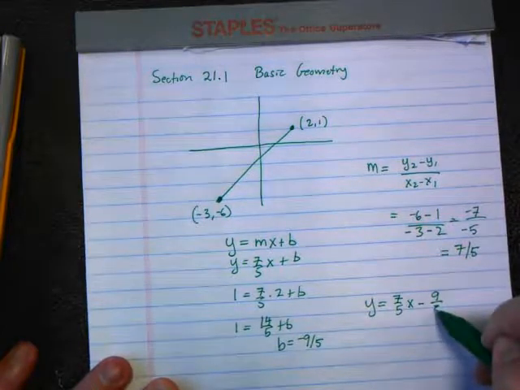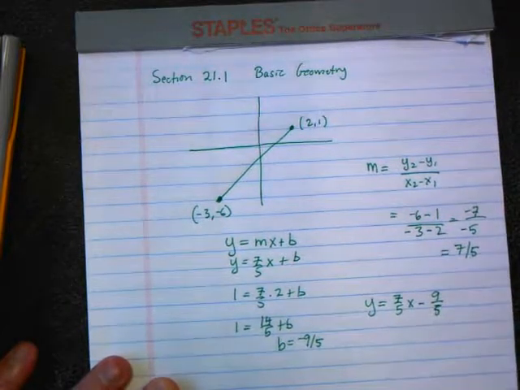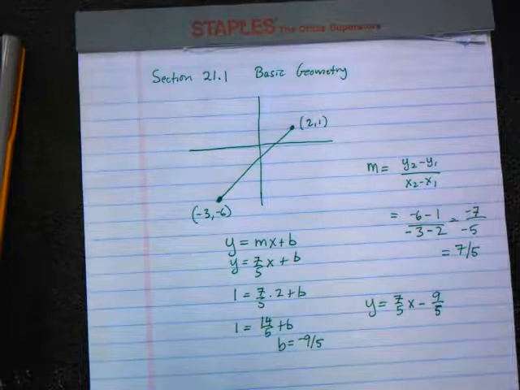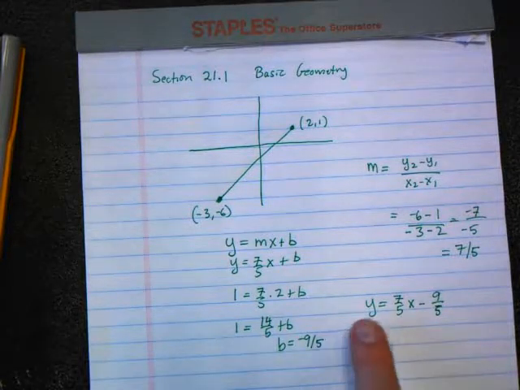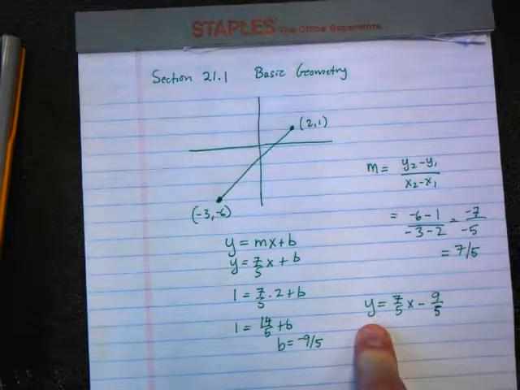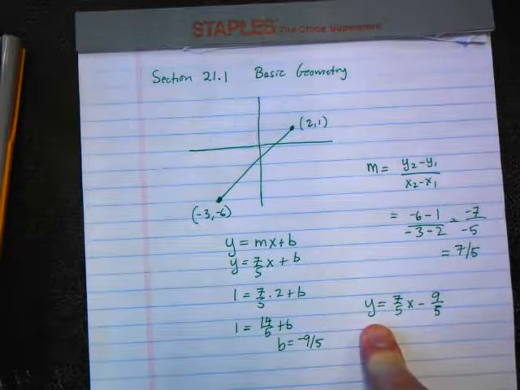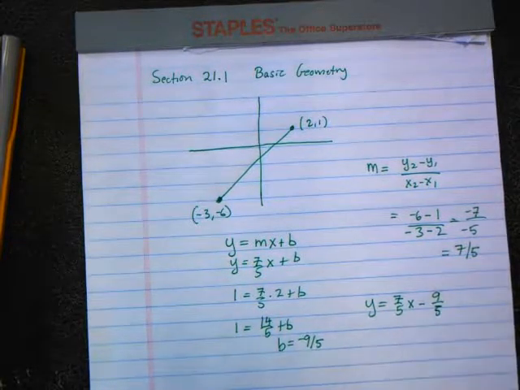We could find the x-intercept pretty easily now. How would we find the x-intercept? Put a 0 in for y and get the x all by itself. So we could find that x-intercept too. In this section, we weren't really concerned about the y-intercept or the x-intercept, but that's a good little review.